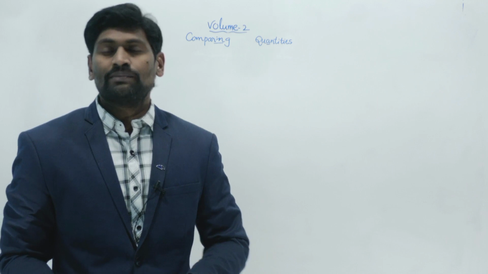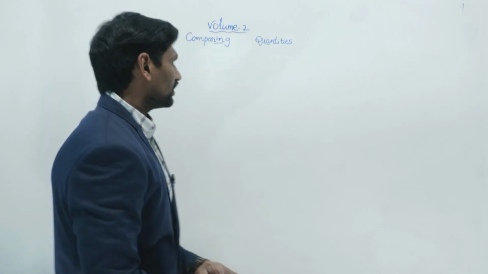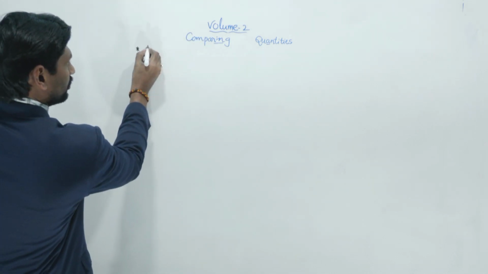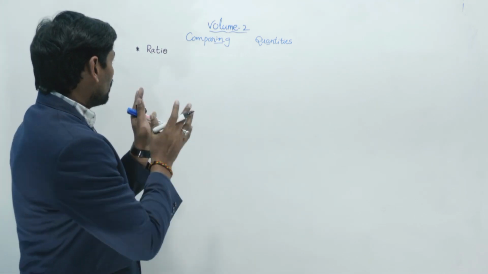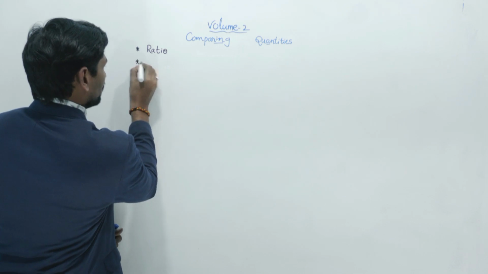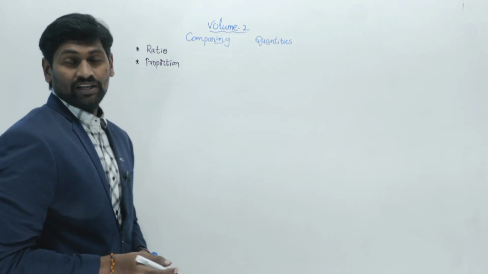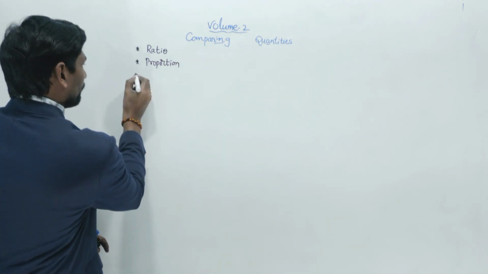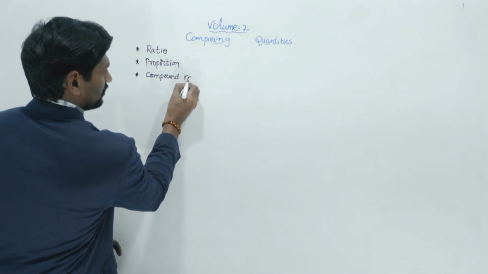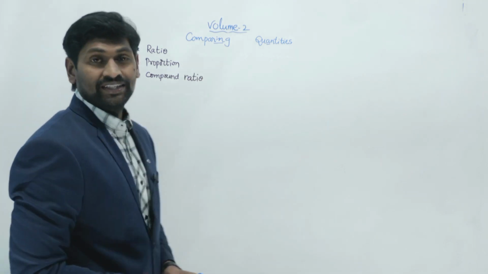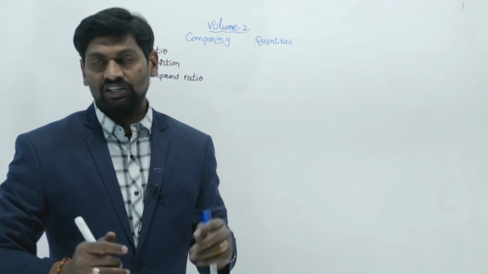So let us discuss some basic concepts in this chapter. Mostly we should learn about the concept of ratio. I think you already got this one. We have to learn what is ratio and what is proportion. Then compound ratio will be there, and some basic concepts like percentages, profit and loss, simple interest, compound interest, like that.